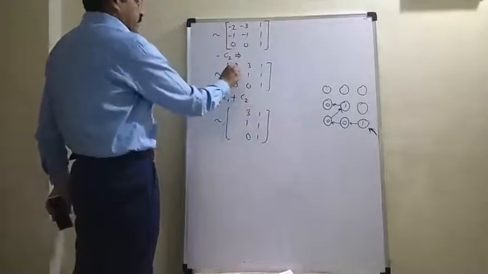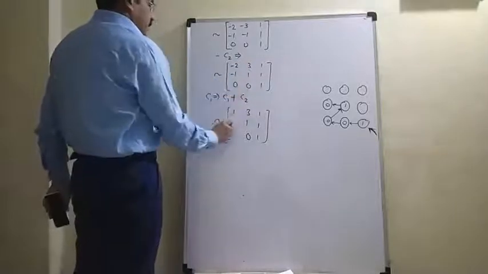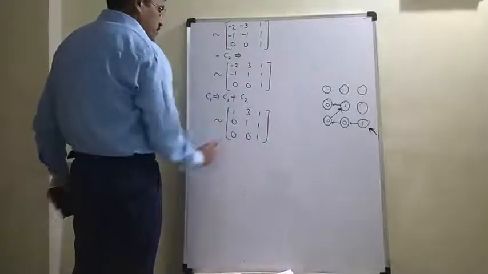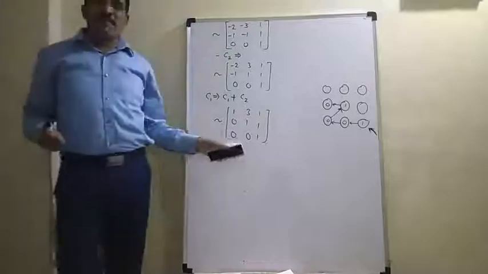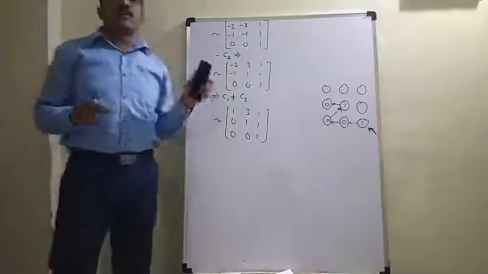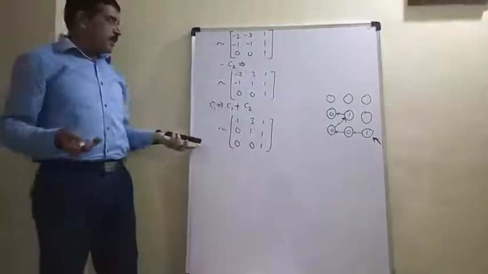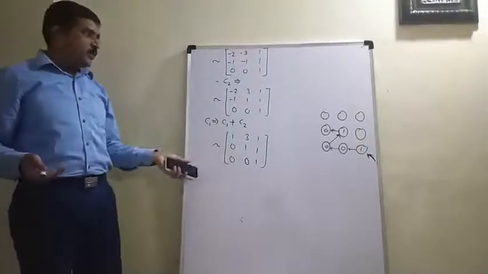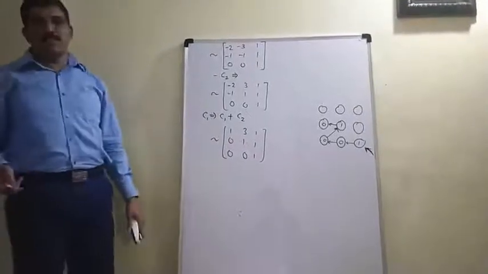Adding the first and second columns, minus 2 plus 3 becomes 1. Minus 1 plus 1 becomes 0. 0 plus 0 becomes 0. Yeah! This is the upper triangular matrix I get. The answer of other students may be different from this. Okay? So that is the answer.